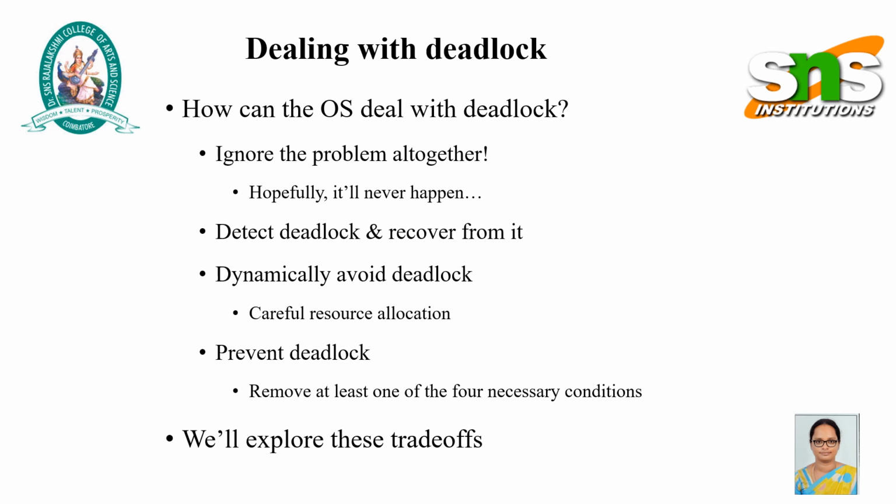Dealing with deadlock. How can the operating system deal with deadlock? It ignores the problem altogether, hoping it will never happen. It detects the deadlock and recovers from it. It dynamically avoids deadlock through careful resource allocation. It prevents deadlock by removing at least one of the four necessary conditions. We'll explore these trade-offs.